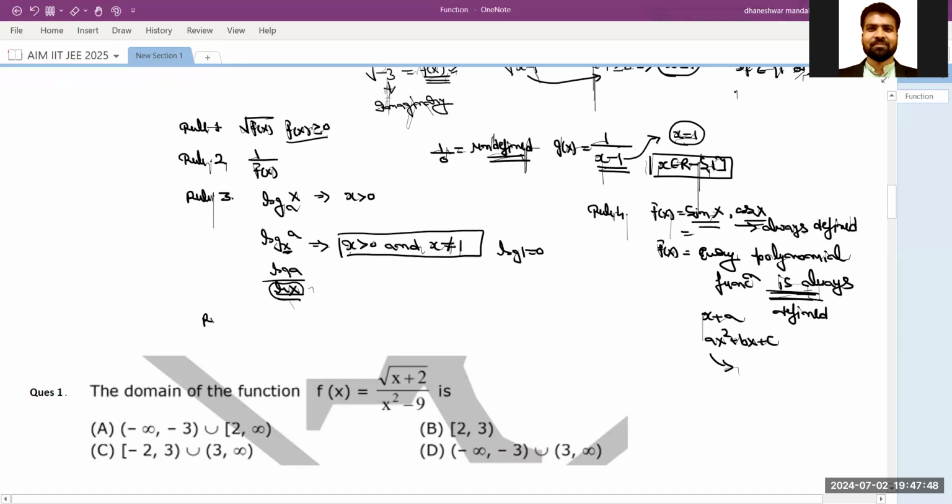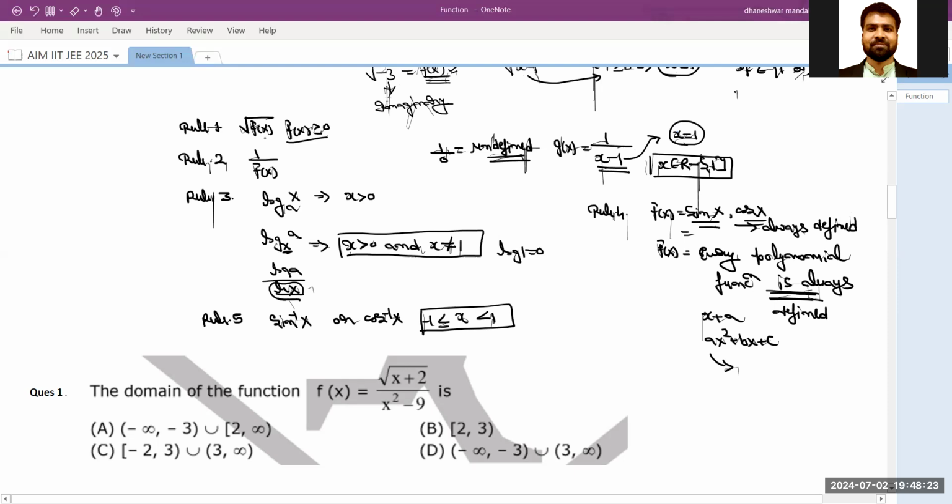One more rule is there. See, if you have any function in this way, sin inverse of x or cos inverse of x, then for this x, one restriction is there: this x must lie between -1 to 1. Okay, so here we have 5 rules, and by using these basic rules, I can calculate the domain of the function. Is this clear to everyone?